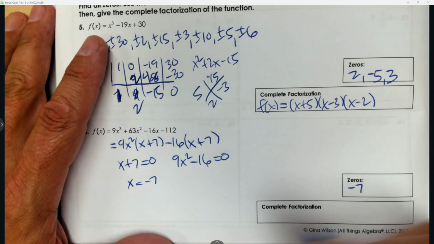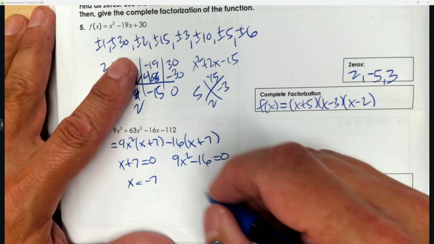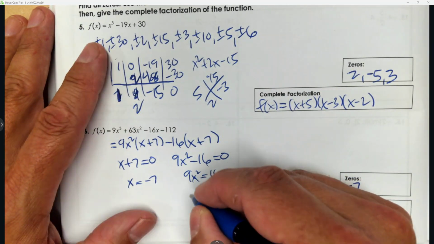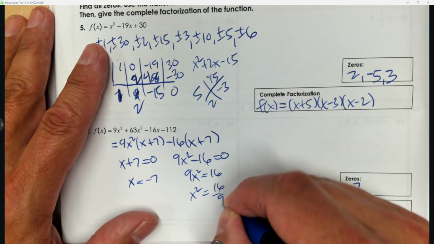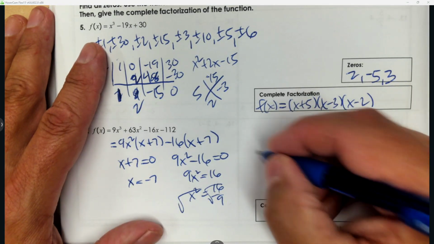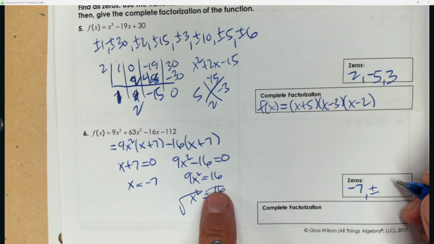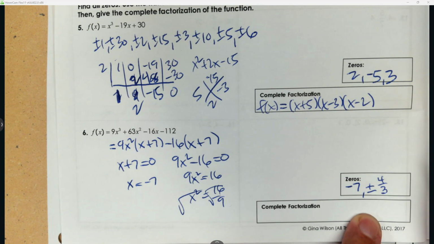Here, I am going to add 16 and divide by 9. Now, when I square root this, the answer is going to be positive and negative, and I'm going to square root it. So square root of 16 and the square root of 9.